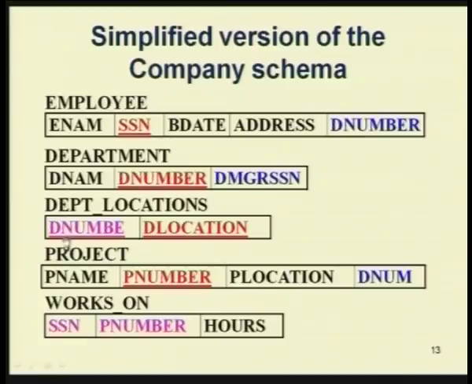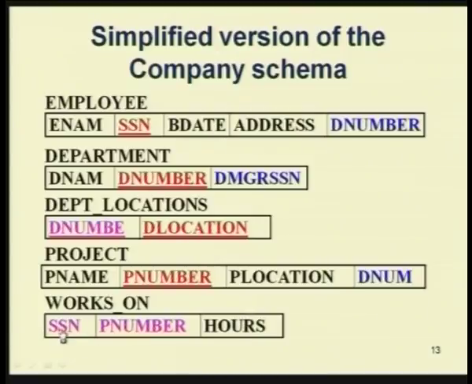Similarly, you have department location. Assume that a single department can be present in a number of locations, then the department number links department and department locations, but the locations are separate. Similarly, you have project. So, you have the project name, the project number, the project location and the department number associated with the project. That links these two, and then you have works on: SSN, P number and the number of hours. So, for each employee, which project he works on and how many hours he works on.